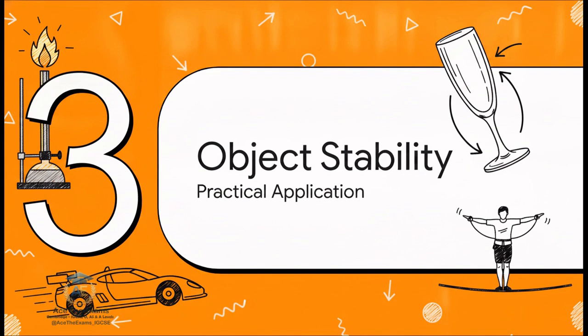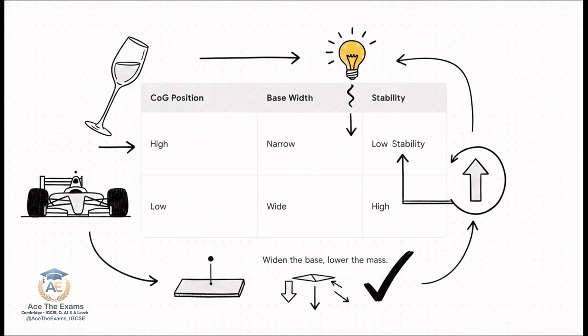Let's step into Section 3, Stability of Simple Objects. Now that we have our theoretical definitions and our experimental methodology locked down, let's actually apply them to the real-world objects that Cambridge examiners absolutely love to test you on. We're talking things like Bunsen burners, racing cars, and drinking glasses. Stability is all about how an object responds when it is momentarily displaced. Does it bounce back to its original position, or does the whole thing just topple over?